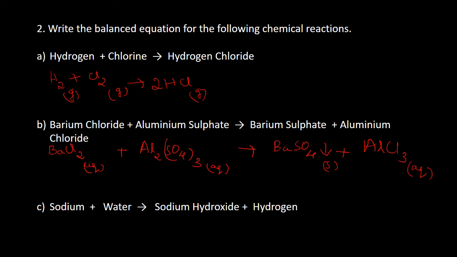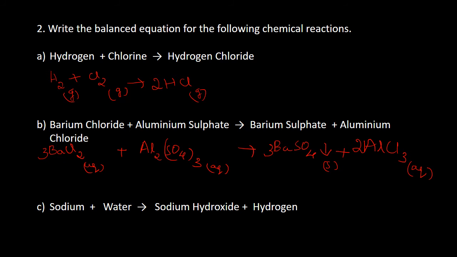Now how to balance it? Al2 here, and here chlorine is a 2 and that side a 3. So we will make the chlorine a 6 on both the sides. So let us write a 3. SO4 is 3 times, here only 1. So make it a 3 on both the sides. Now let us see whether it is balanced or not. Yes, it is balanced already.